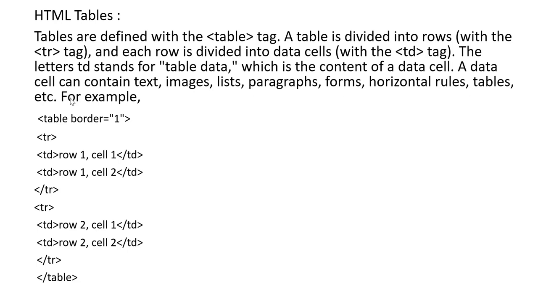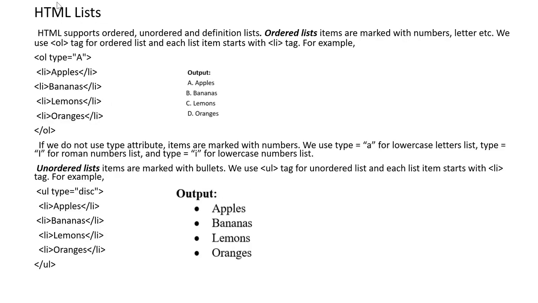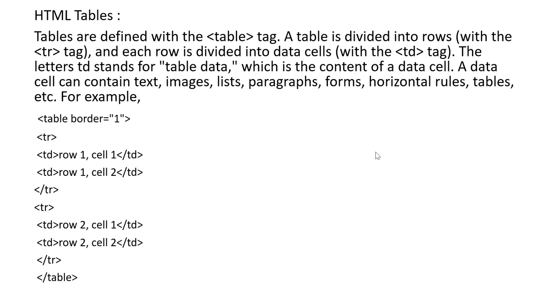horizontal rules, tables, etc. For example, table border 1, tr, td row 1 cell 1, td row 1 cell 2, slash tr, tr, td row 2 cell 1, row 2 cell 2. This is an example of the table tag.